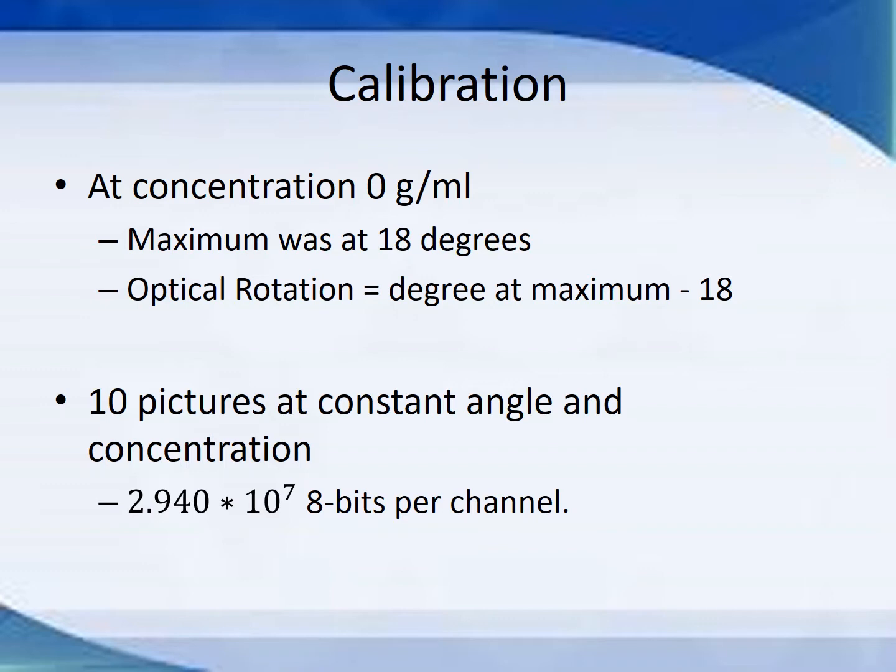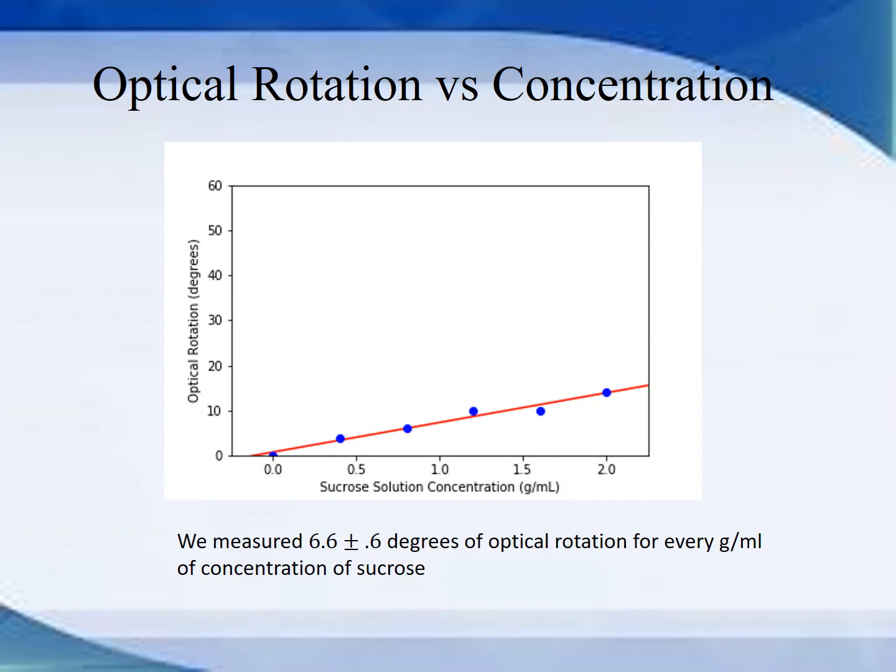and also defined the variance in our measurements of light intensity. Basically just took 10 pictures at constant angle and concentration, and our standard deviation of those was 2.94 times 10 to the 7th 8 bits per channel, which is actually smaller than it seems.